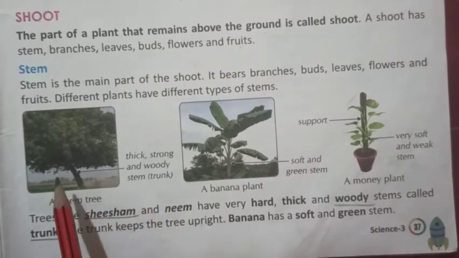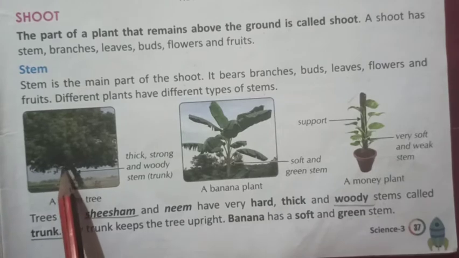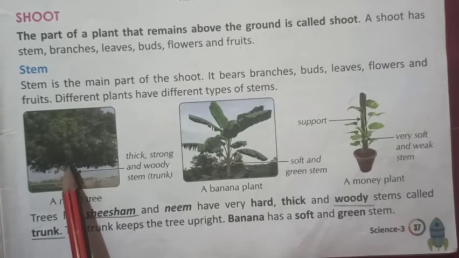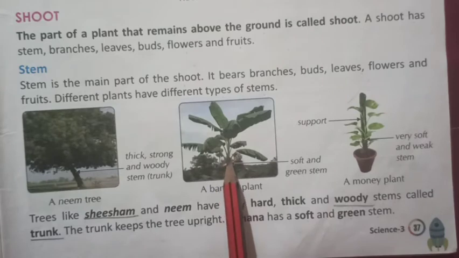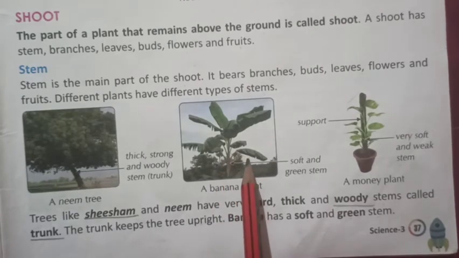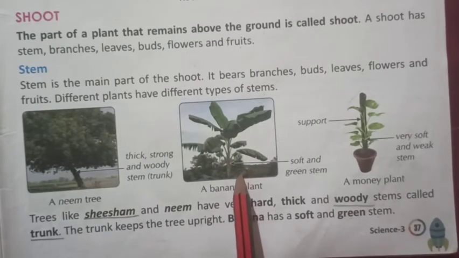So here you can see a neem tree. The neem tree has strong, hard and thick stem. Whereas the banana tree, here you can see it has a very soft and green stem.